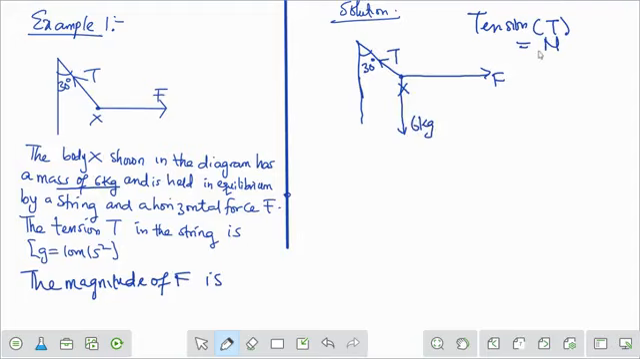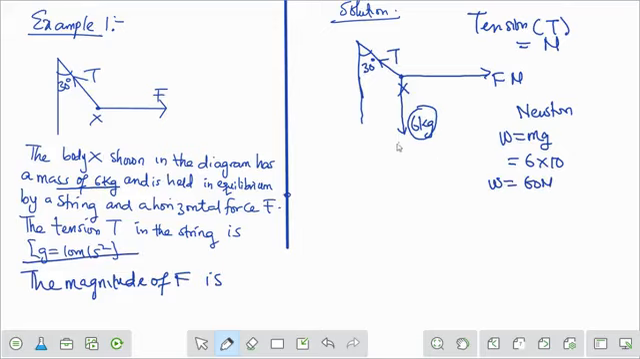And I told you that all the forces, even the force F that we have here, are measured in Newton. So it means this mass that is in kilogram, we need to convert it to force, that is Newton. How do we do that? We use the formula W equals mg. Our mass is 6, so we multiply by 10. So that's why they give us 6g. So W equals 60 Newton. So we now have 60 Newton here.